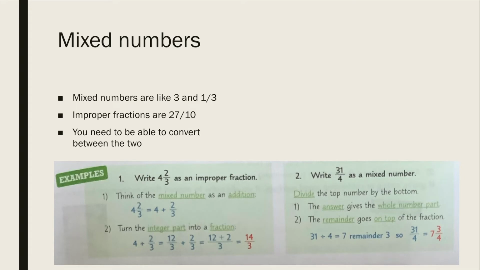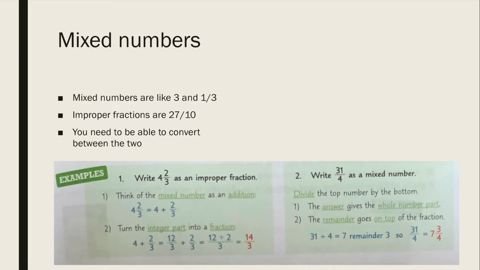So here's an example. For the first example, it's asking you to write 4 2/3 as an improper fraction. First, I want you to think of the mixed number as an addition. So rather than 4 2/3 as a whole, it would be 4 plus 2/3. So 4 plus 2/3 is also equal to 12 over 3 plus 2 over 3, because 4 is equal to 4 over 1, which is 12 over 3. 12 plus 2 over 3 is 14 over 3. And that's the final answer.